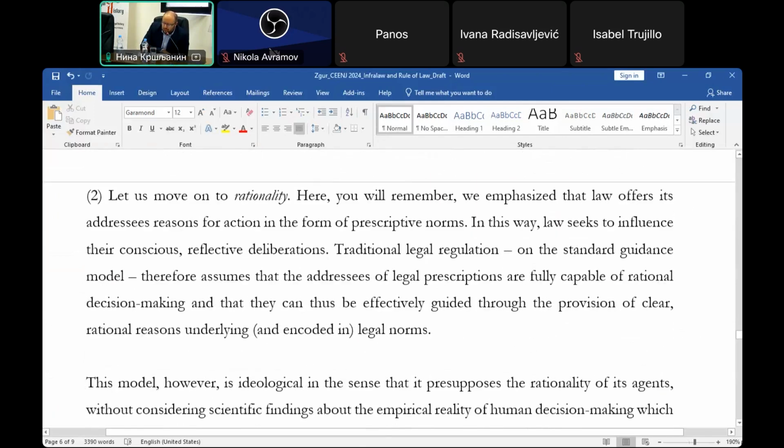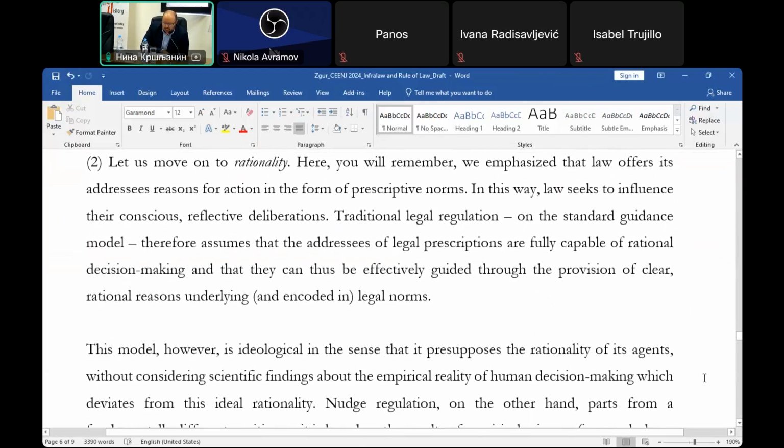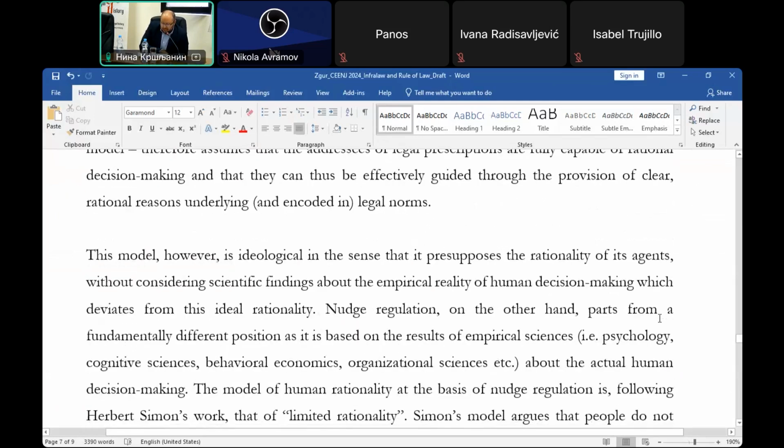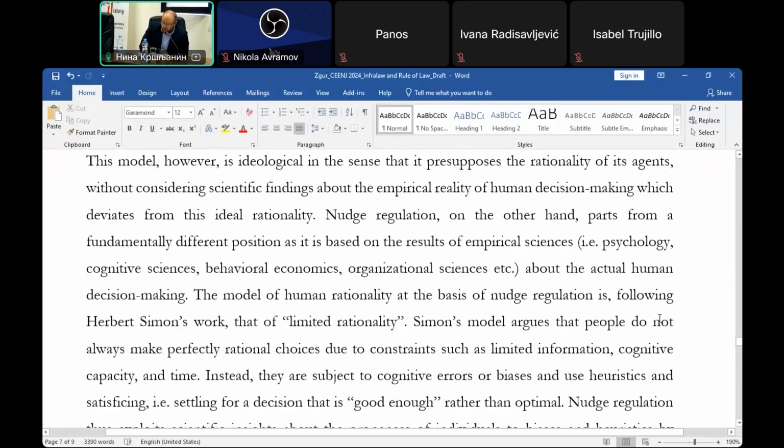Now, here we remember that I emphasize that law offers its addressees reasons for action in the form of prescribing norms, prescriptive norms. In this way, law seeks to influence their conscious, reflective deliberations. Traditional legal regulation on the standard guidance model therefore assumes that the addressees of legal prescriptions are fully capable of rational decision-making, that they can thus be effectively guided to the provision of clear, rational reasons underlining and encoded in legal norms. This model, however, is ideological in the sense that it presupposes the rationality of its agents without considering scientific findings about the empirical reality of human decision-making, which deviates from this ideal rationality.